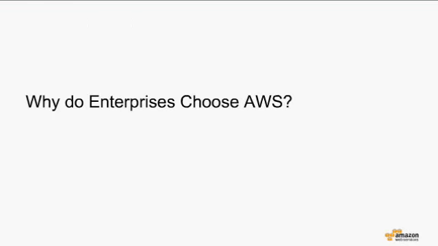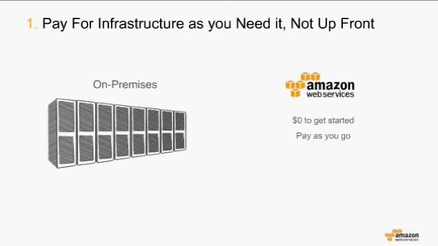So that's how people are using AWS. Let's talk a little about why companies are choosing AWS. Number one, you only pay for infrastructure as you need it. You don't have to pay upfront for your infrastructure.